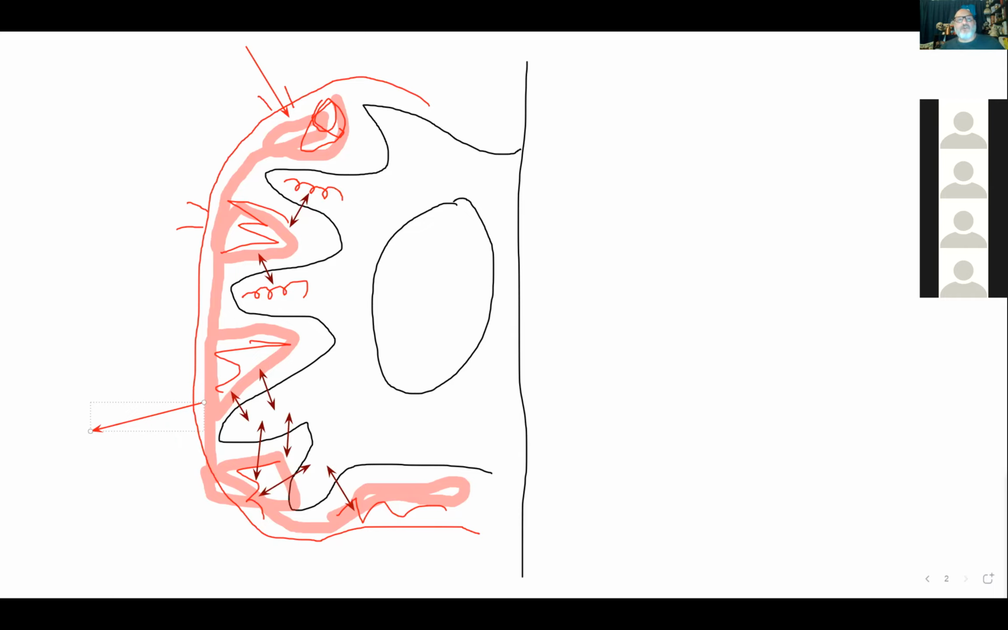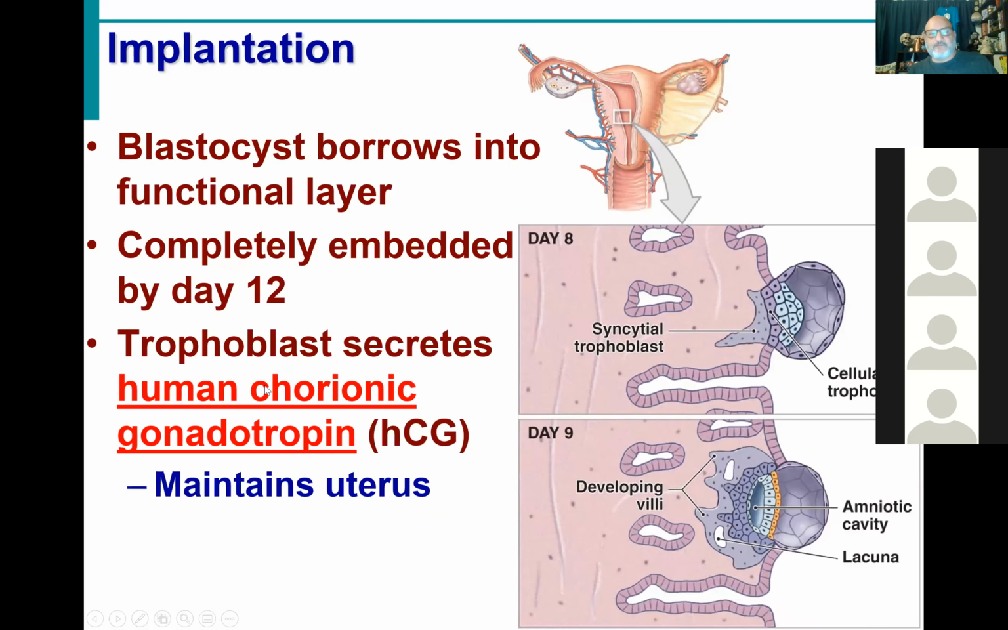And again, I've done a truly horrible job of drawing this, but let's look at the pretty pictures from your textbook that show this. Again, remember, we're able to maintain the uterine wall because the cells of the trophoblast are producing and releasing that human chorionic gonadotropin. And notice we say it maintains the uterus, but as we know, really what it does is it maintains the corpus luteum. And by maintaining the corpus luteum, we keep progestin levels high, and keeping progestin levels high helps us to maintain the uterus.